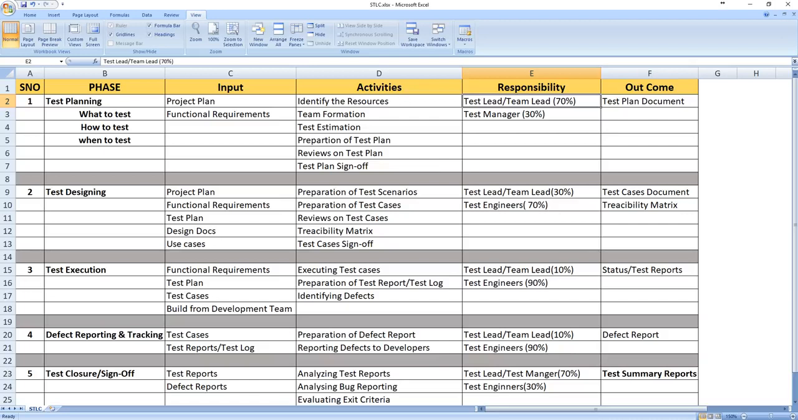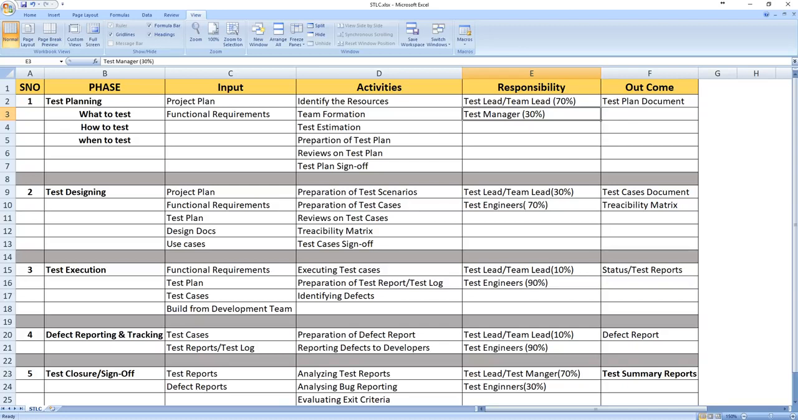So test strategy is a part of test planning. Here I noted three points, right? What to test, how to test, when to test. How to test is nothing but the test strategy. Here we have two inputs, project plan and functional requirement. In the responsibility, test lead or team lead role is 70% and manager role is 30%. The test engineer role will not be there. That means people with at least 5+ years of experience are involved during test planning.